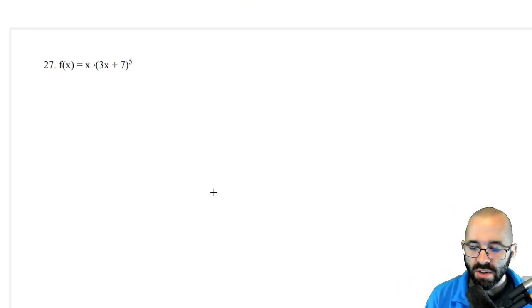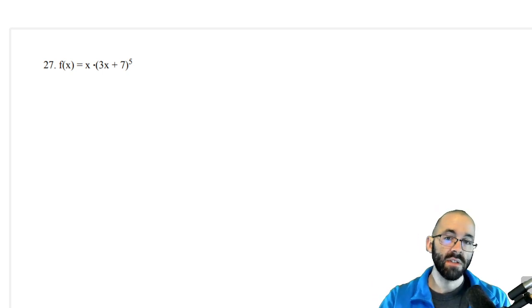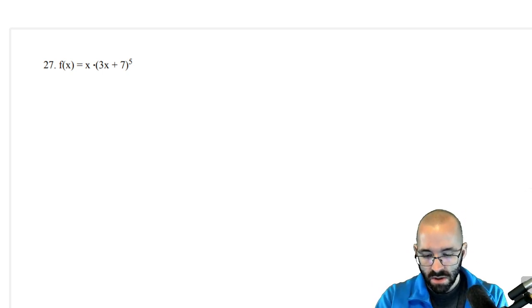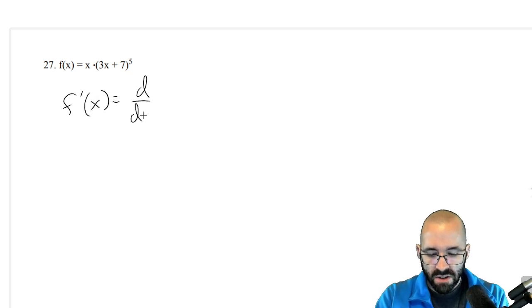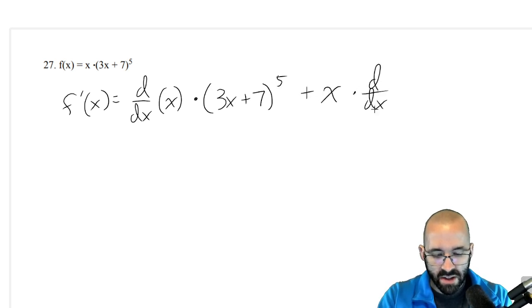Find the derivative of this function. So this is one of the messier functions. We need the product rule. We'll take the derivative of the first times the original second plus the first function times the derivative of the second function.